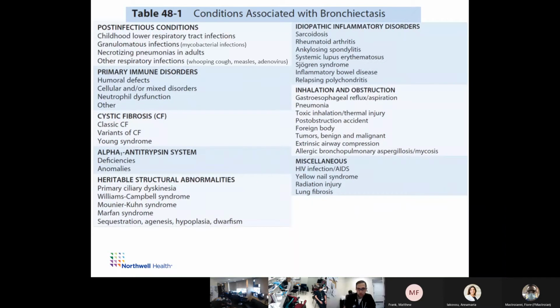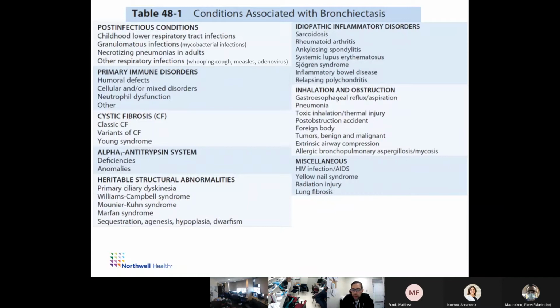So, we divide it into post-infectious complications, primary immune disorders, so hypogammaglobulinemia, common variable immune deficiency. Always want to check to see if there's findings consistent with alpha-1 antitrypsin. Rarely we'll see these heritable structural abnormalities. And then very importantly, you want to make sure there's no underlying autoimmune or inflammatory process. Lastly, here you see the inhalational obstructional. These are more localized or focal bronchiectasis. And then also very importantly, allergic bronchopulmonary aspergillosis.